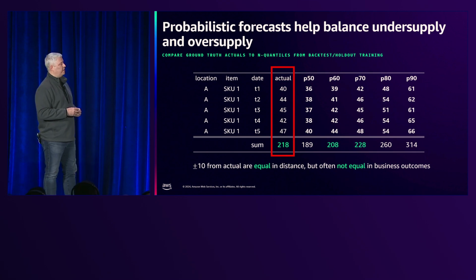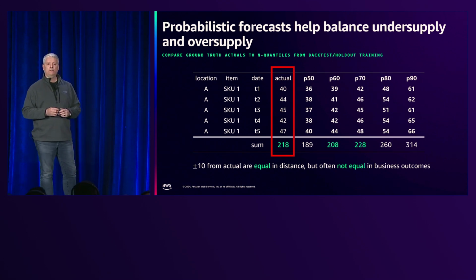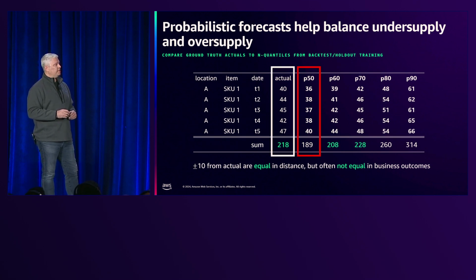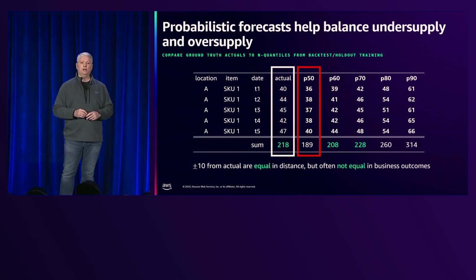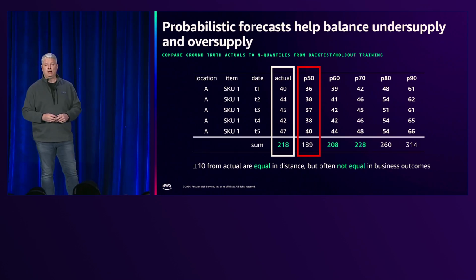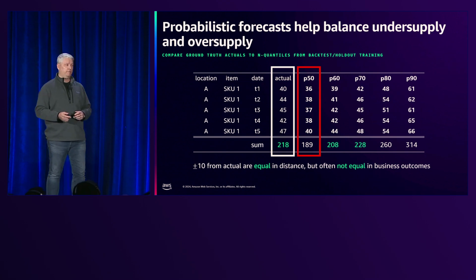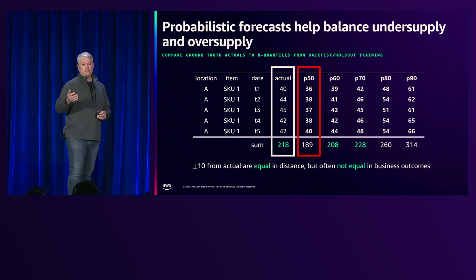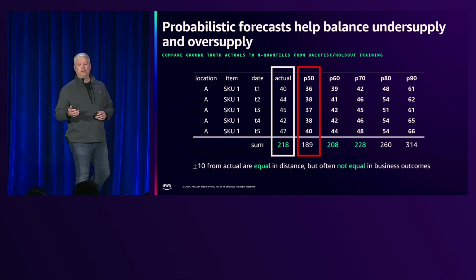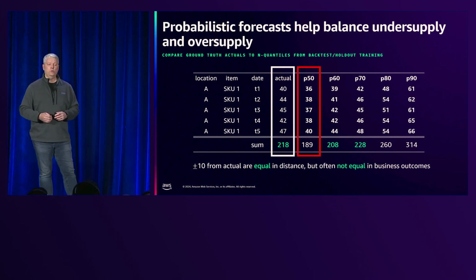So we have the luxury of looking back at the last 5 periods, and the true value that was needed, what customers would purchase, is 218 units. The P50 value here, a probabilistic 50% probability, has a total of 189. That means there's a 50% chance that 189 units will be enough. And on the other side of that equation, it means that won't be enough, and there would be an understock. In fact, if we compare it to the ground truth here, we can see this is about 30 units short.